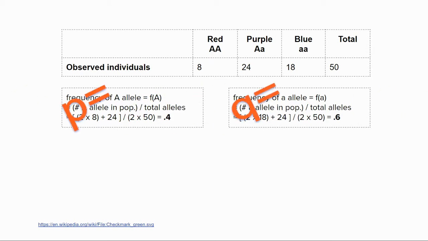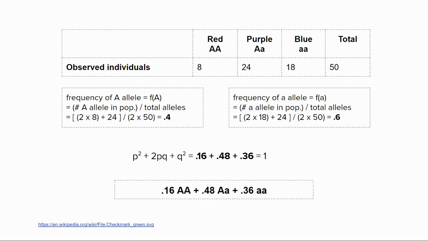Great. Now let's plug those numbers into the prediction from the Hardy-Weinberg equilibrium. Our total equals 1, so we can state that our population is in equilibrium. These numbers indicate our population's genotypic frequency. Therefore, this is our genotypic array.